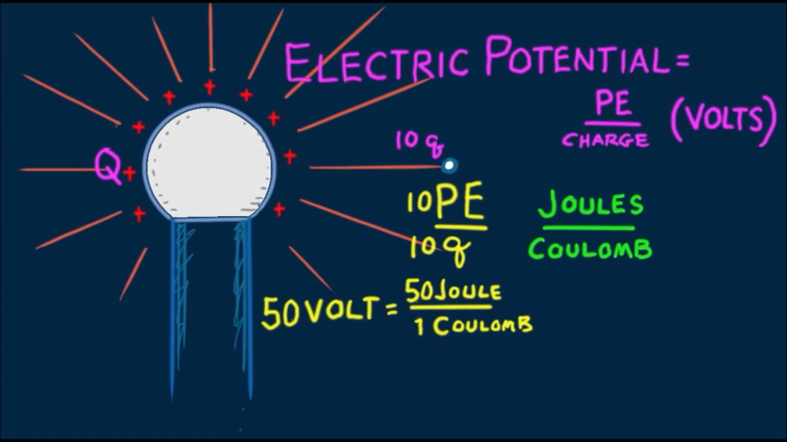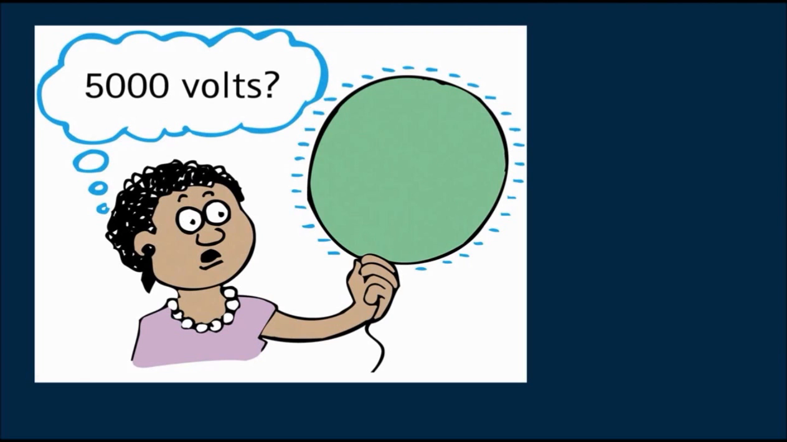Let's continue. You'll seldom hear electrical types talking about electric potential energy. Instead, they talk about voltage, electric potential. If you rub a balloon on your hair, the balloon becomes negatively charged, like up to 5,000 volts, as shown here. That would release thousands of joules of energy if the charge were 1 coulomb.